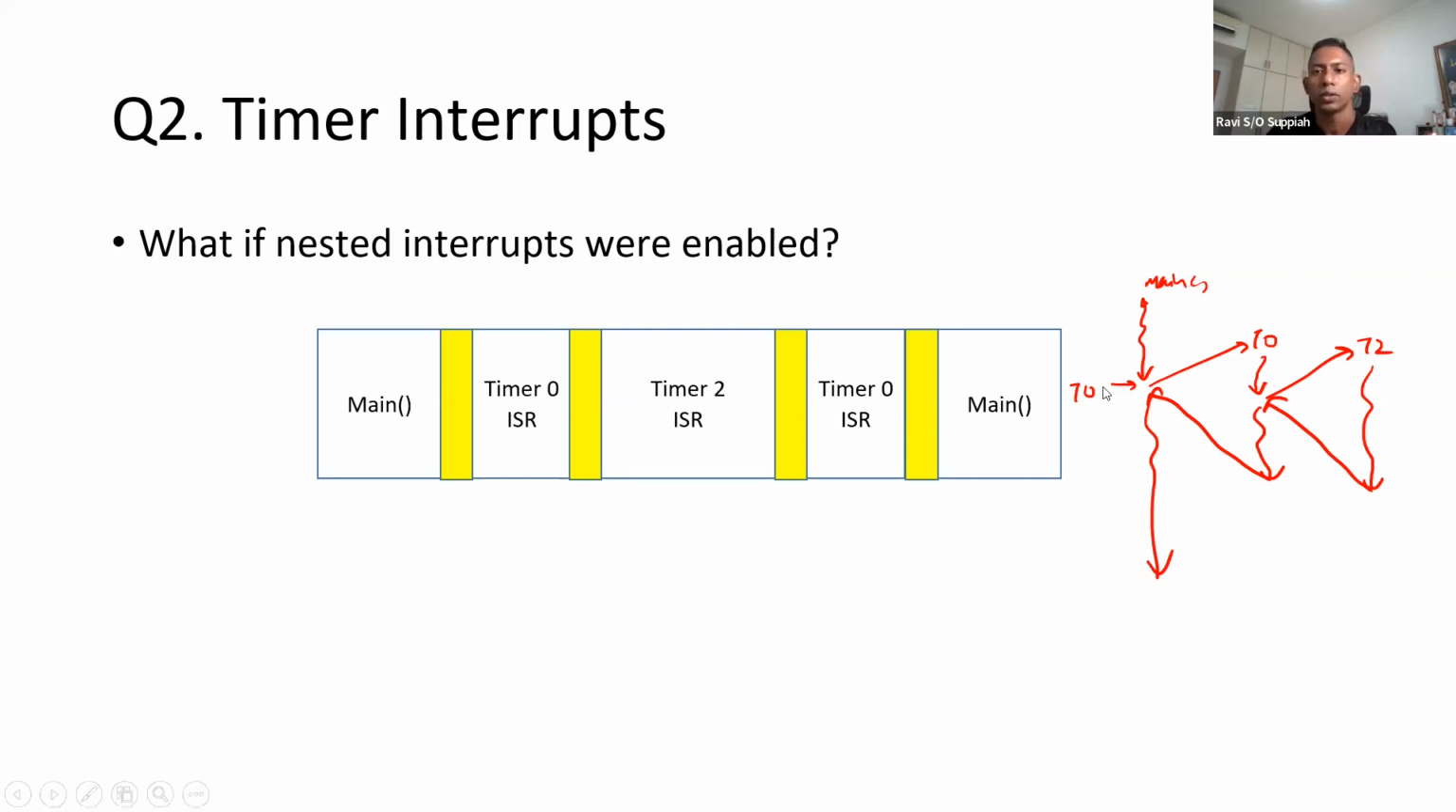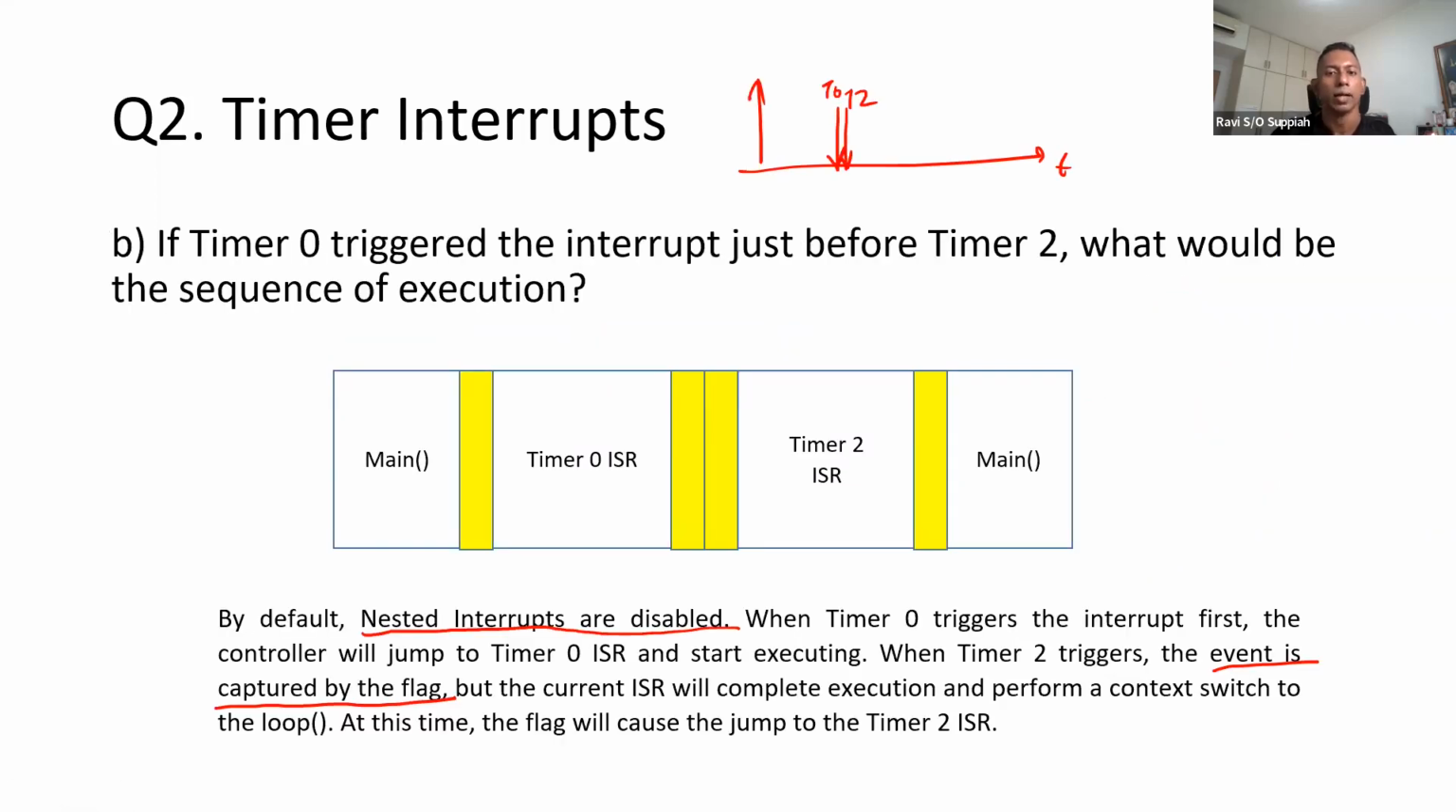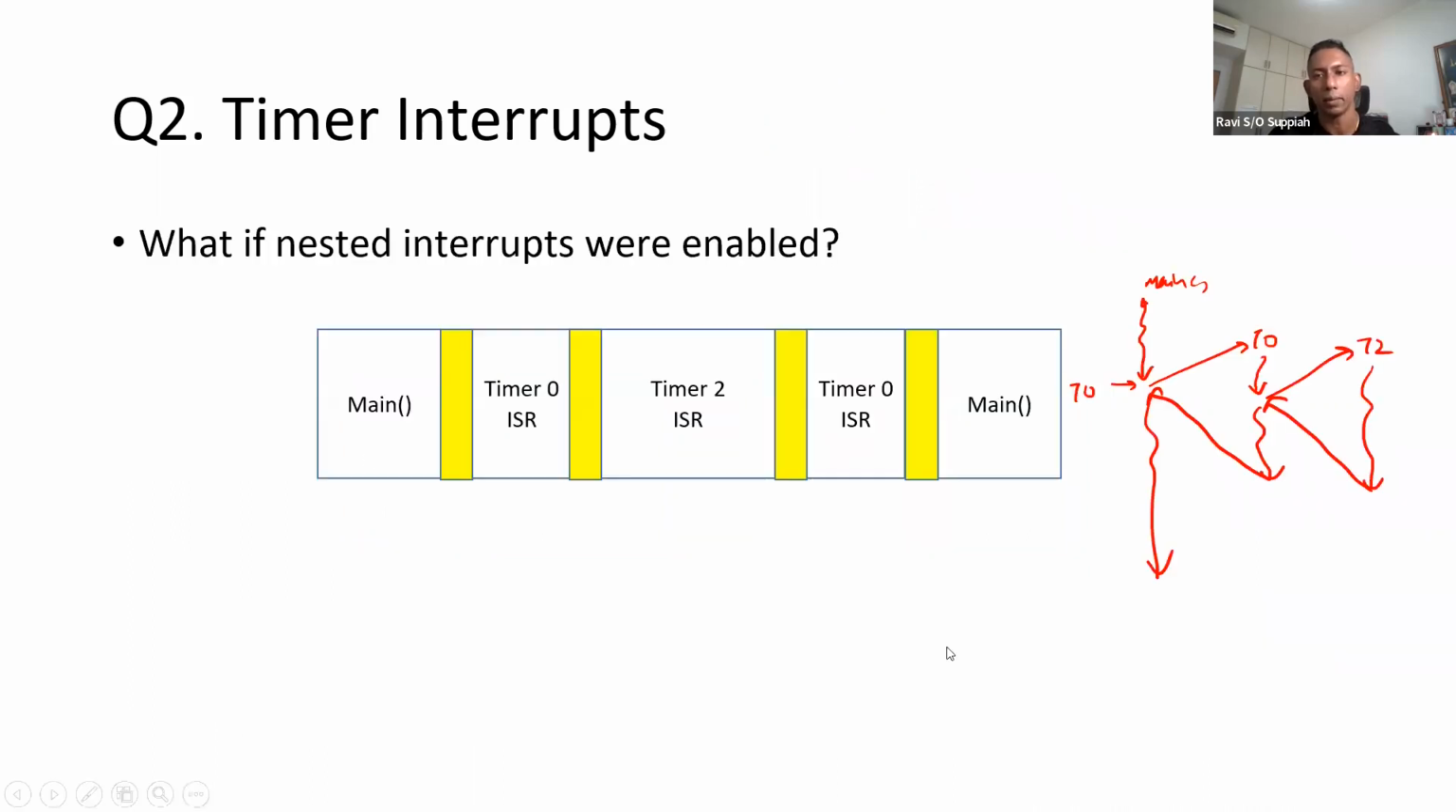So the context switch, coming back here, always goes back to the main loop first and then makes another switch back to the next ISR. That is how it is. But if I enable nested interrupts, then from where I am, which is in timer 0, I can do a context switch from timer 0 interrupt to timer 2 interrupt.